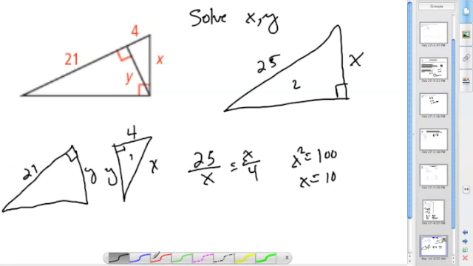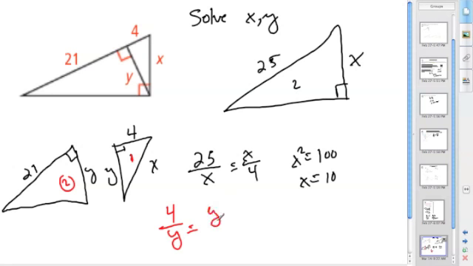Now in order to solve for y, I'm using triangles 1 and 3. I know that the 4 gets compared to y, and the y gets compared to 21. So I have y squared equals 4 times 21, which is 84. And the square root of 84 is 2 root 21, which is approximately 9.16.